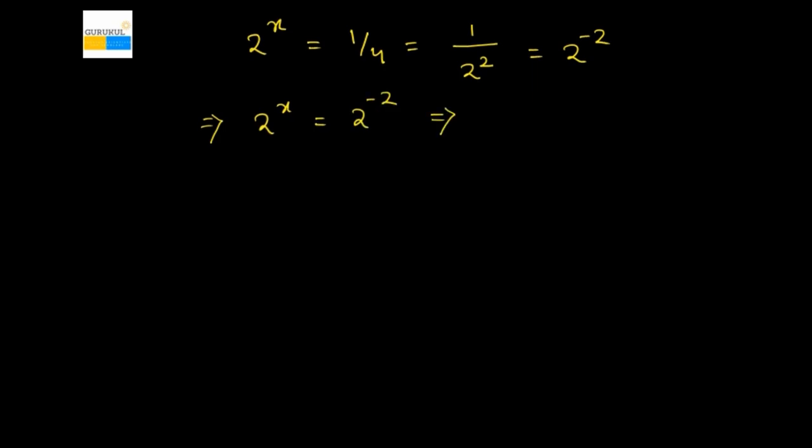So we can write 2 raised to the power x equals 1 by 4, and 1 by 4 can be written as 1 by 2 raised to the power 2, which can be simplified to 2 raised to the power minus 2. That gives you 2 raised to the power x equals 2 raised to the power minus 2. This implies x equals minus 2. So this is the only solution for the given indices question.